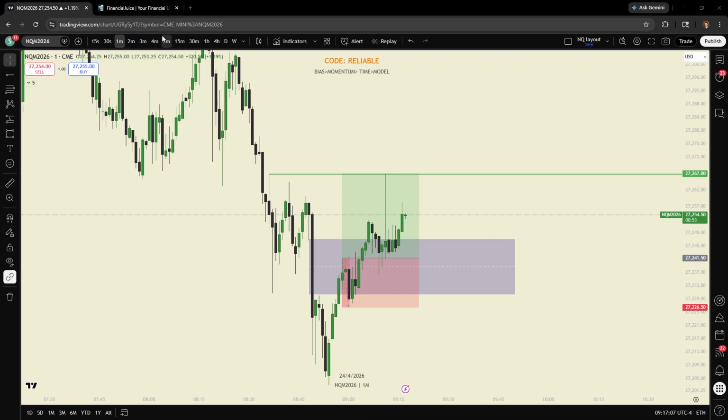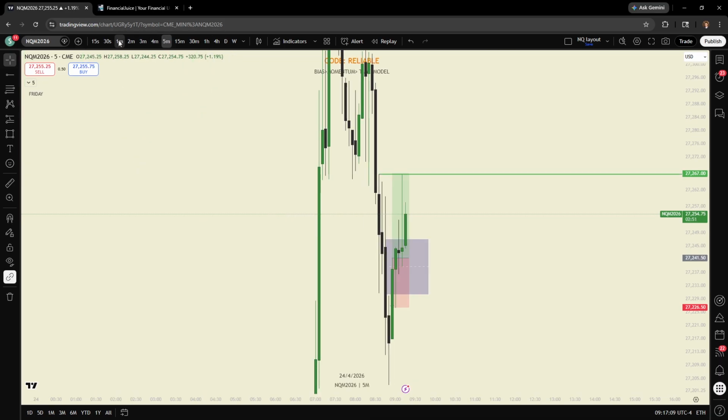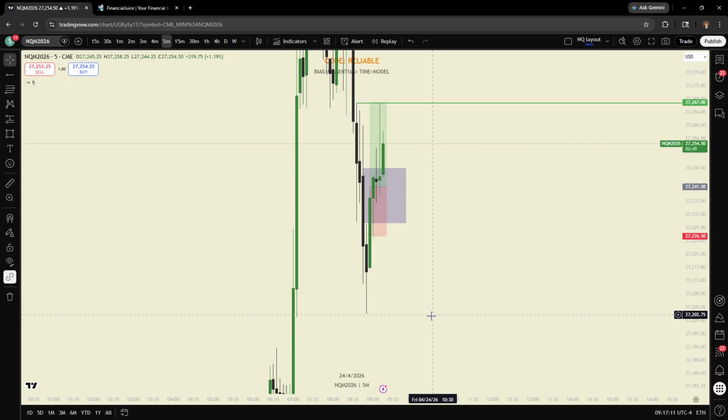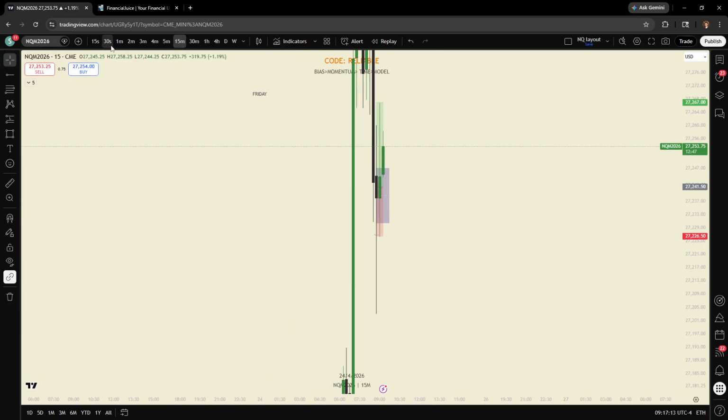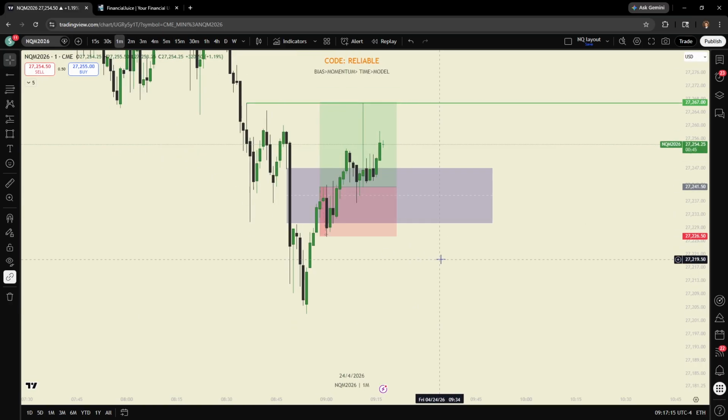There's 5 minute relative equal lows. I wouldn't worry about them. These ones, I think you mean. Yeah, they're not that important because we're reacting off the 15.